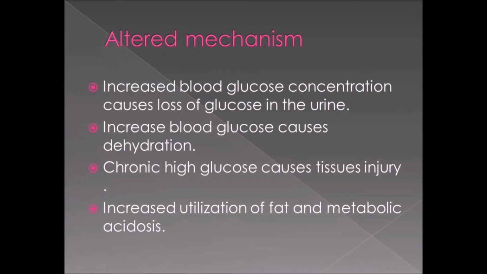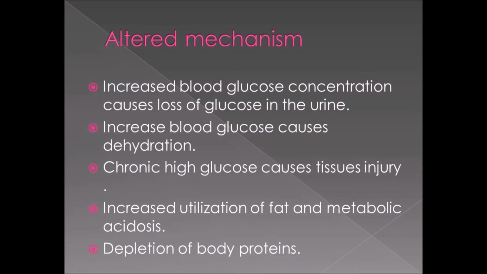The shift from carbohydrate to fat metabolism in diabetes increases the release of keto acids such as acetoacetic acids and beta-hydroxybutyric acid into the plasma more rapidly than they can be taken up and oxidized by the tissue cell. As a result, metabolic acidosis develops from the excess keto acids.